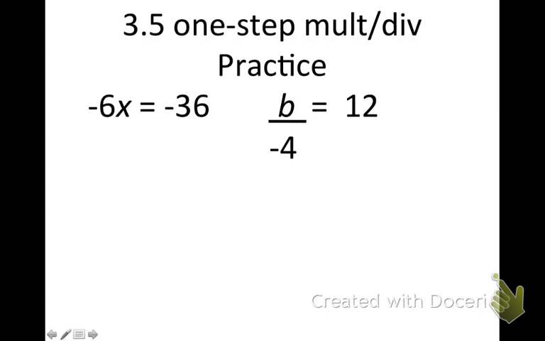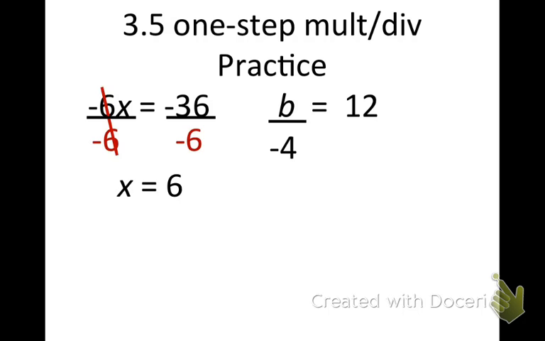Okay, using multiplication and division. We know that the inverse operations are multiplication and division. With one step, you have the equation, you find the variable, ask yourself what's happening to the variable, and then undo it. On the left, it's being multiplied by -6, so to undo multiplication, we use division by -6 on both sides. And we get x is equal to 6.